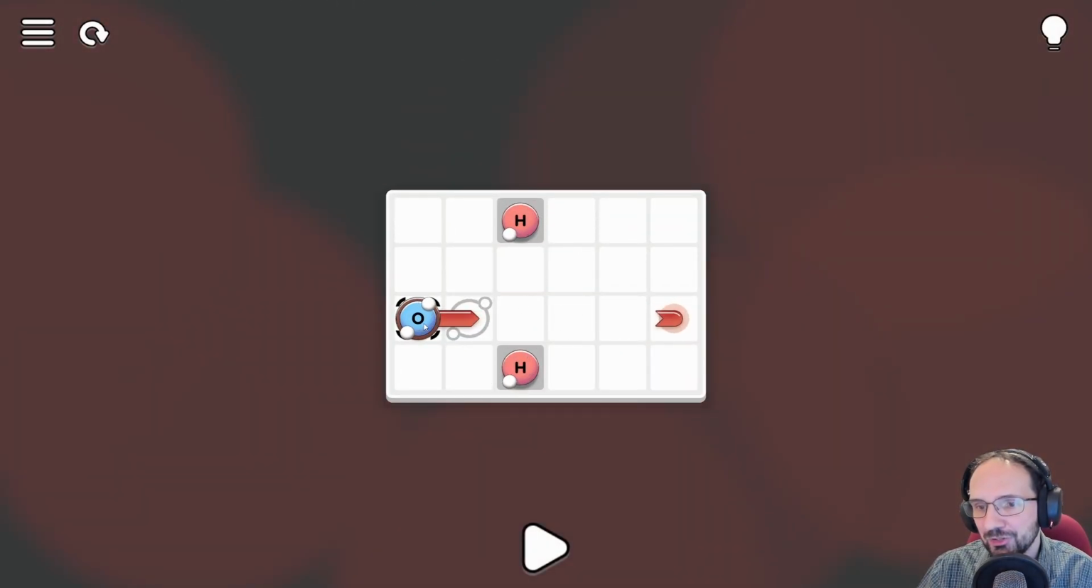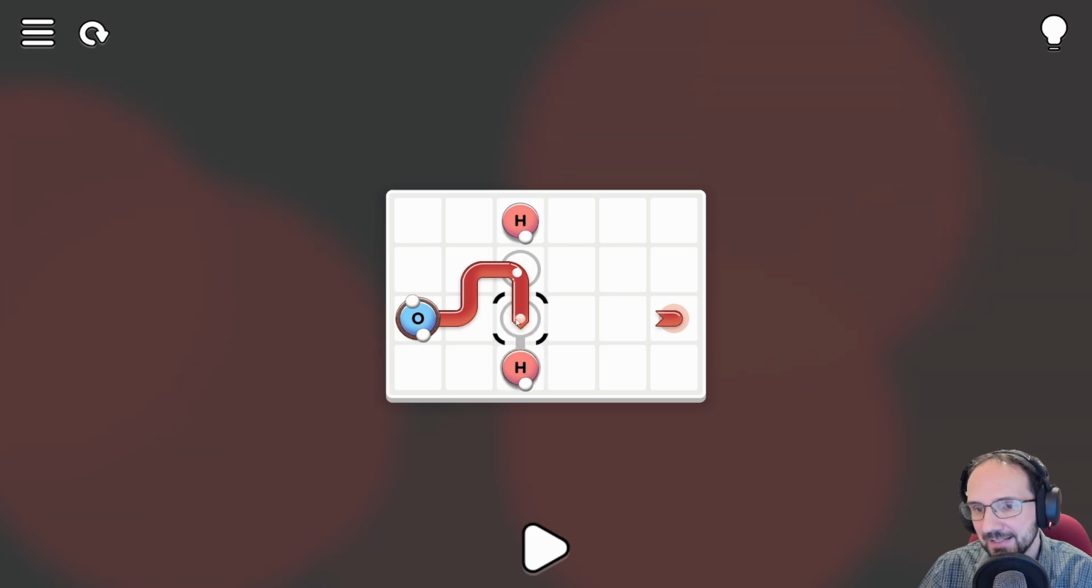So starting with the oxygen atom here, we've got to connect up to the 2 hydrogen atoms and then get to the exit. So we could go up here like that, down there like that, and then out there like that.